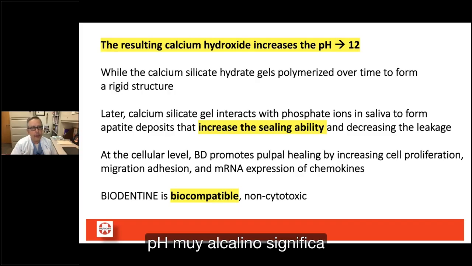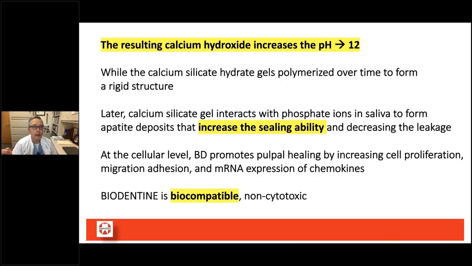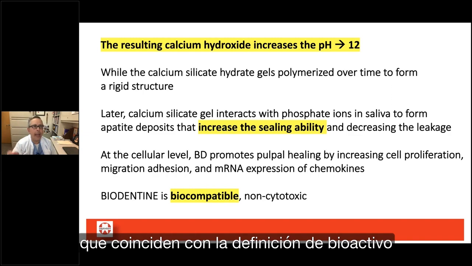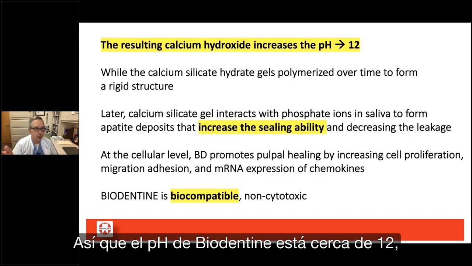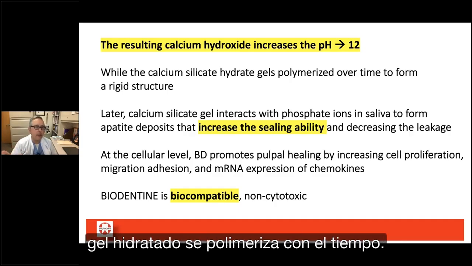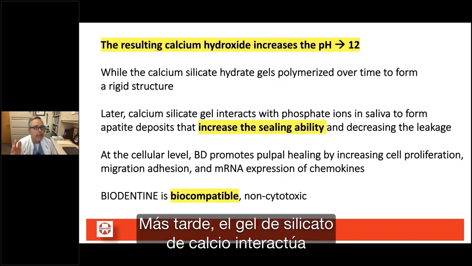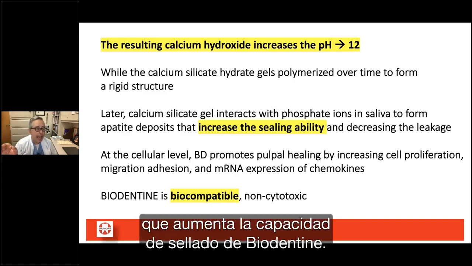A very alkaline pH means that it's a highly antimicrobial material, and that is one of the features that match the definition of bioactive according to the FDI. So the pH of Biodentine is close to 12, while the calcium silicate hydrogel polymerizes over time. Once this material is polymerized, it forms a very rigid structure. Later, the calcium silicate gel interacts with the phosphate ions in the saliva, listen to this, to form apatite deposits that increase the sealing ability of Biodentine.